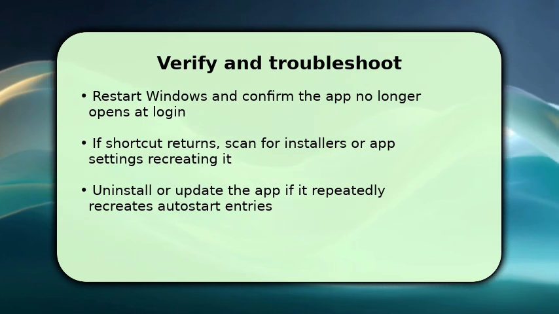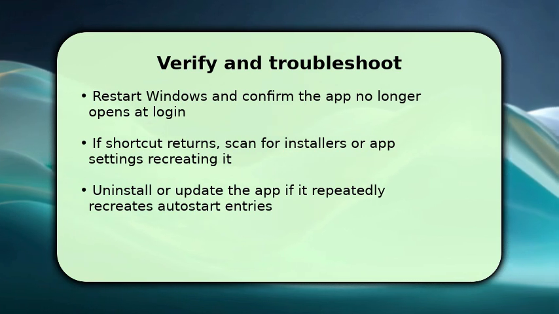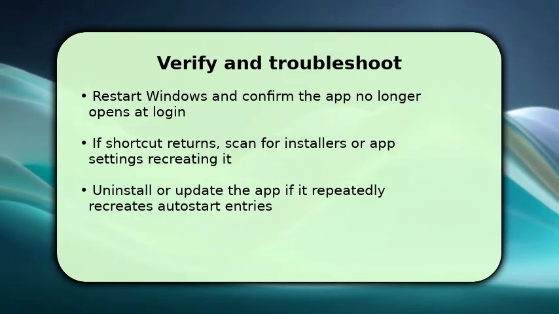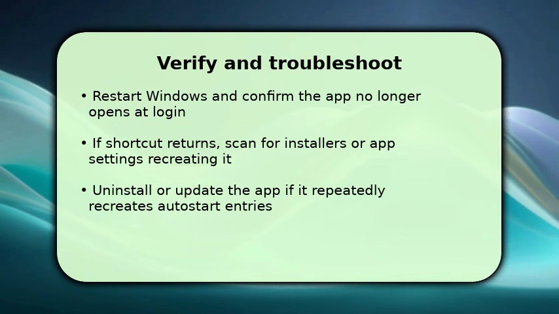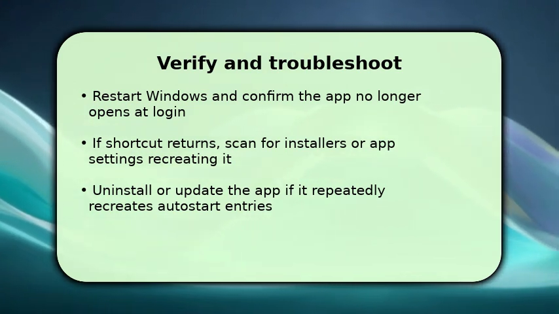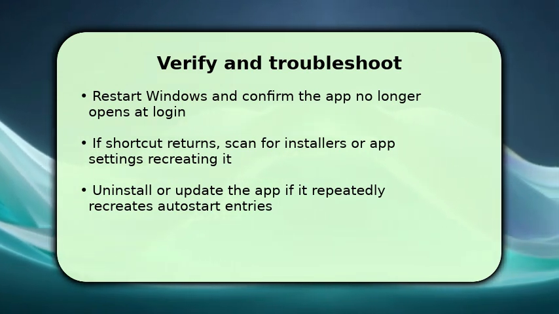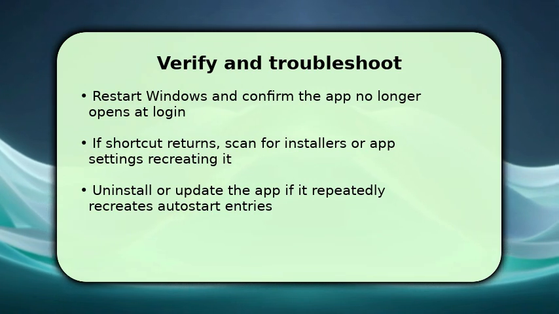Open the app settings for any create shortcut or start with Windows options and disable them, or check for an updater or installer process that runs at login. If issues persist, consider uninstalling and reinstalling with correct options or updating the app. That single troubleshooting tip usually stops automatic recreation.